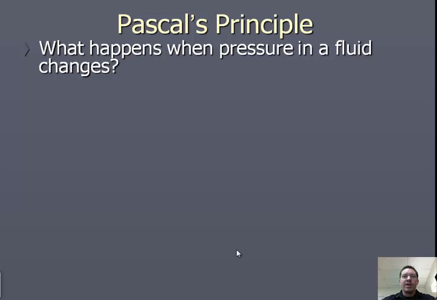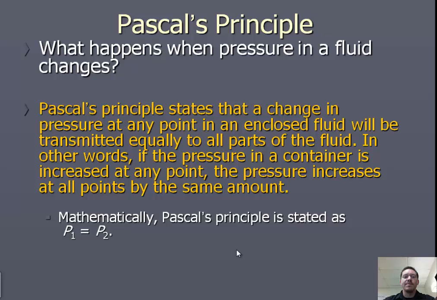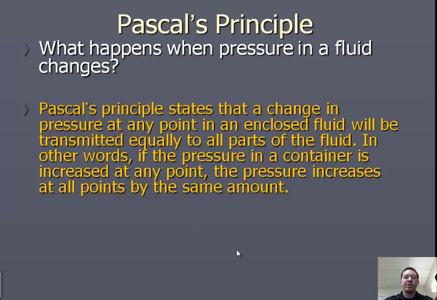So what happens when pressure in a fluid changes? Pascal's principle states that a change in pressure at any point in a closed fluid will be transmitted equally to all parts of the fluid. In other words, if the pressure in a container is increased at any point, the pressure increases at all points by the same amount. So mathematically, Pascal's principle says any pressure that we apply is equal to the pressure at all points. So pressure 1 equals pressure 2.